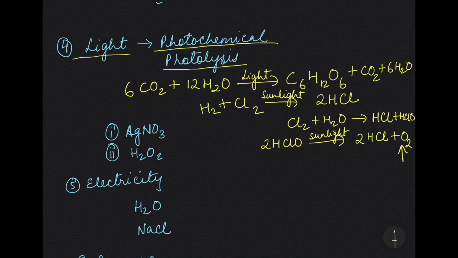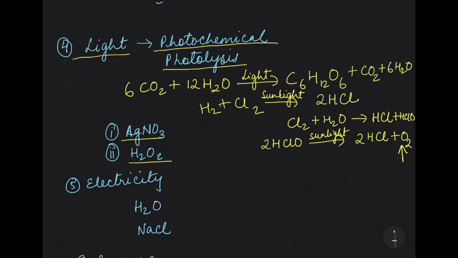Now next, solutions of silver nitrate and hydrogen peroxide in the lab are kept in brown bottles. You may get a question to explain why. Why are solutions of silver nitrate and hydrogen peroxide kept in brown bottles? Because they decompose in the presence of sunlight.